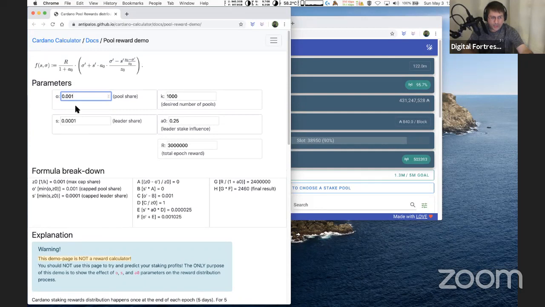30 billion ADA is the total. Actually, what's it on the testnet? 14 million or 14 billion. Okay, so for the testnet, this number would represent 0.1%. Oh, I used 30 billion for this. Okay, so 0.1% of the total is O.